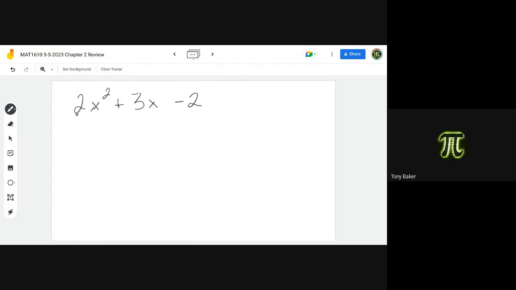So what I do is I take the 2 and the -2, and multiply those two. So I'm looking for two numbers that multiply to -4 and add to 3. So give me two numbers that multiply to -4 and add to 3. -4 and +1, right? Oh, +4 and -1, the opposite way, yeah.